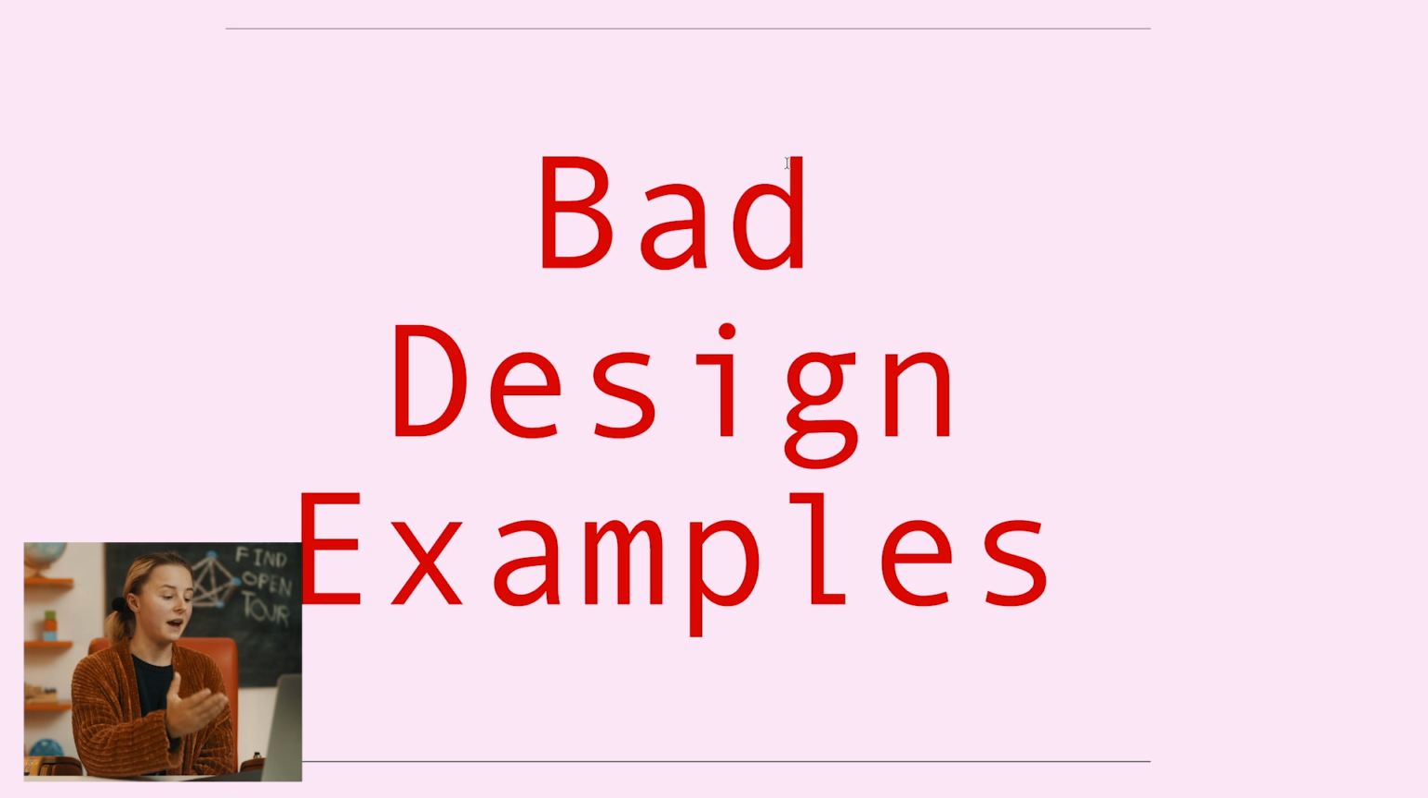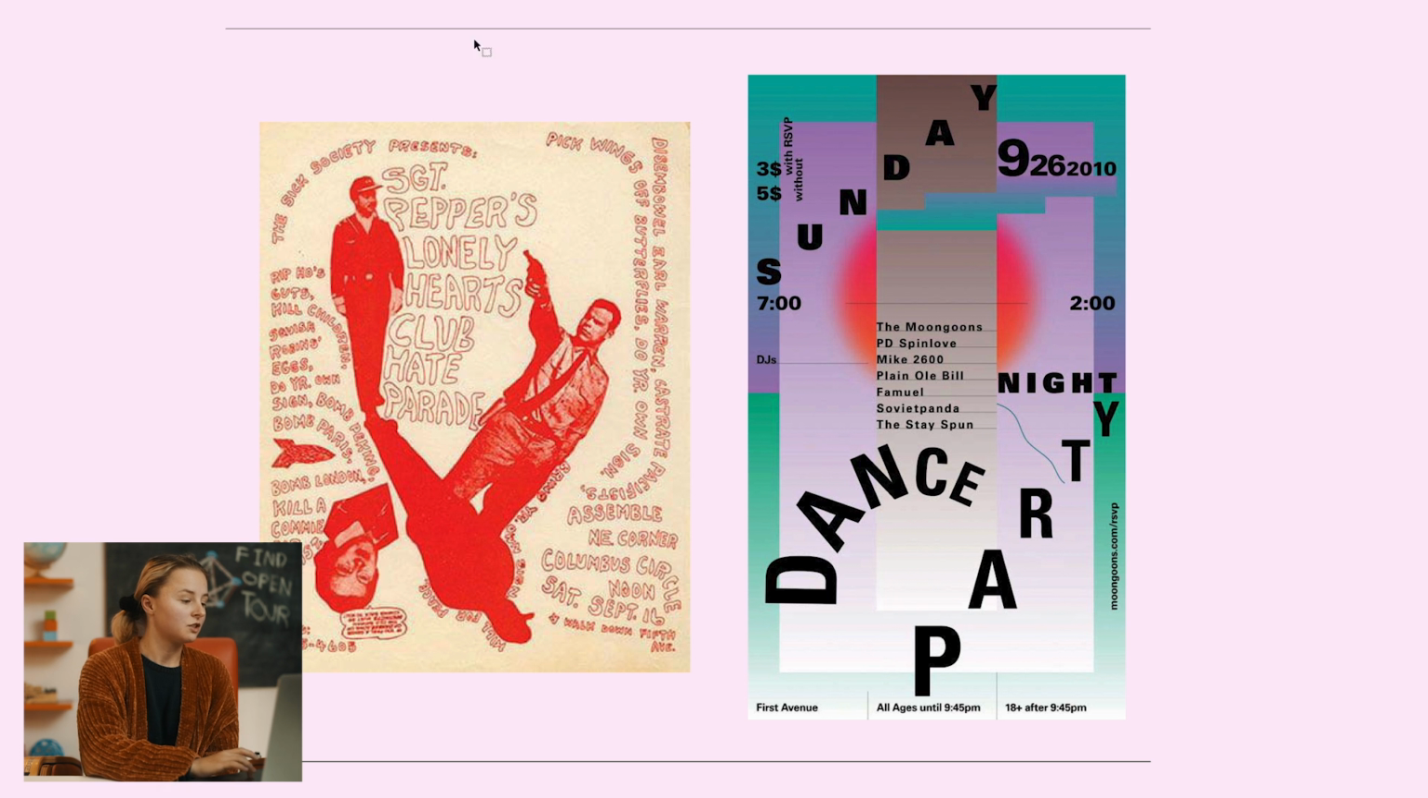And here are some bad design examples. So the one on the left, as you can see, there's so much going on. The text is just all over the place, and it doesn't really look like they used a layout or a grid, and that's kind of what you want to know. If you can see that there is one that the graphic designer used, that's a good thing.